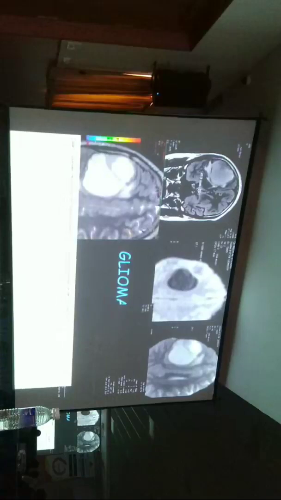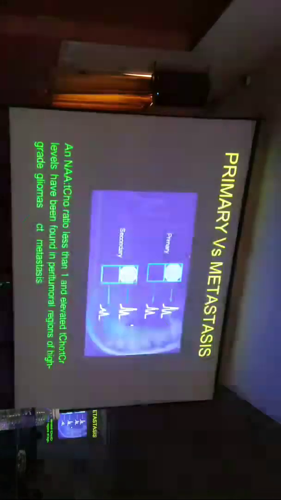If you see a lactate level, then it will usually be seen in grade 3 or grade 4. Only in grade 3 and grade 4 do you get lipid lactate peaks, and the spectroscopy also tells the choline creatine ratio is more than 3, which proves this patient to be a high-grade glioma.